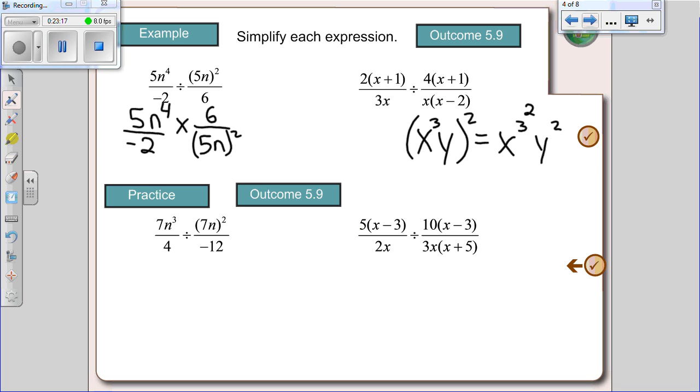If you have a power to the power, you multiply them. So it's equal to x^6 y^2. That's what it would be. So 3 times 2 is 6. That's the power of a power law.